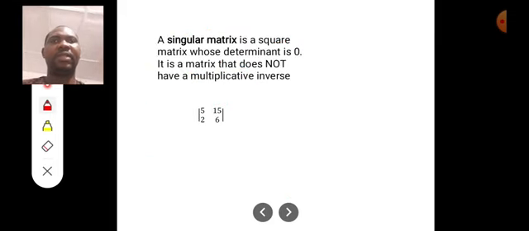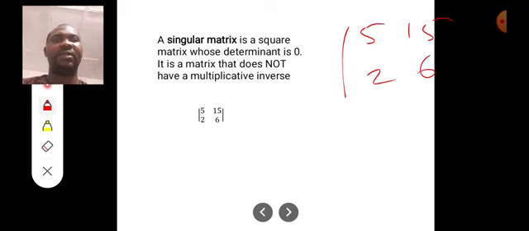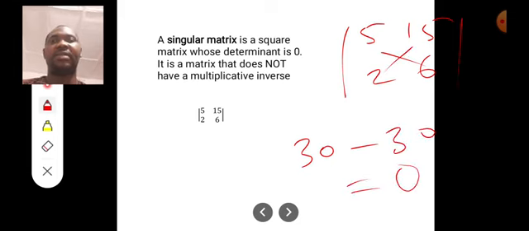Okay, so that leads us to the next. It says a singular matrix. About singular matrix. A singular matrix is a square matrix whose determinant is 0. It is a matrix that does not have a multiplicative inverse. Okay, so here you have 5, 15, 2, 6. 5 times 6 is 30. Minus 15 times 2 is also 30. So that would get 0 as a singular matrix.